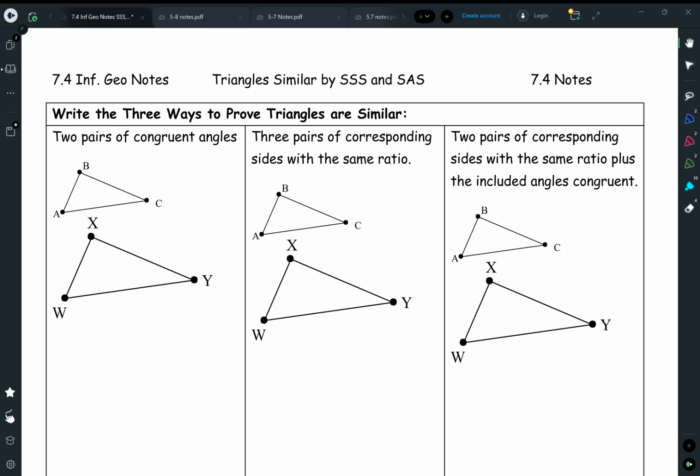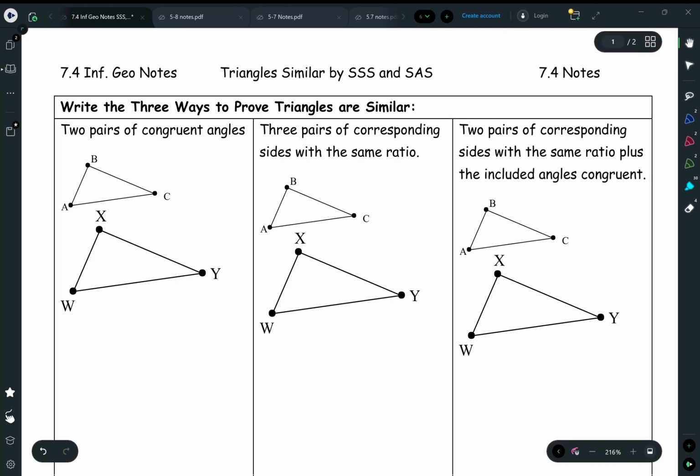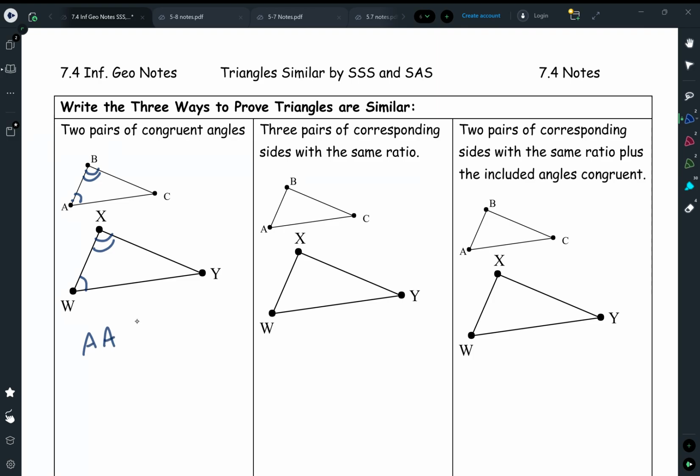So angle similarity would be like this first one here, where maybe we have angle A congruent to angle W and angle B congruent to angle X. So if we have two angles that are congruent, then we have similar triangles. And this is from the last section, from 7.3.